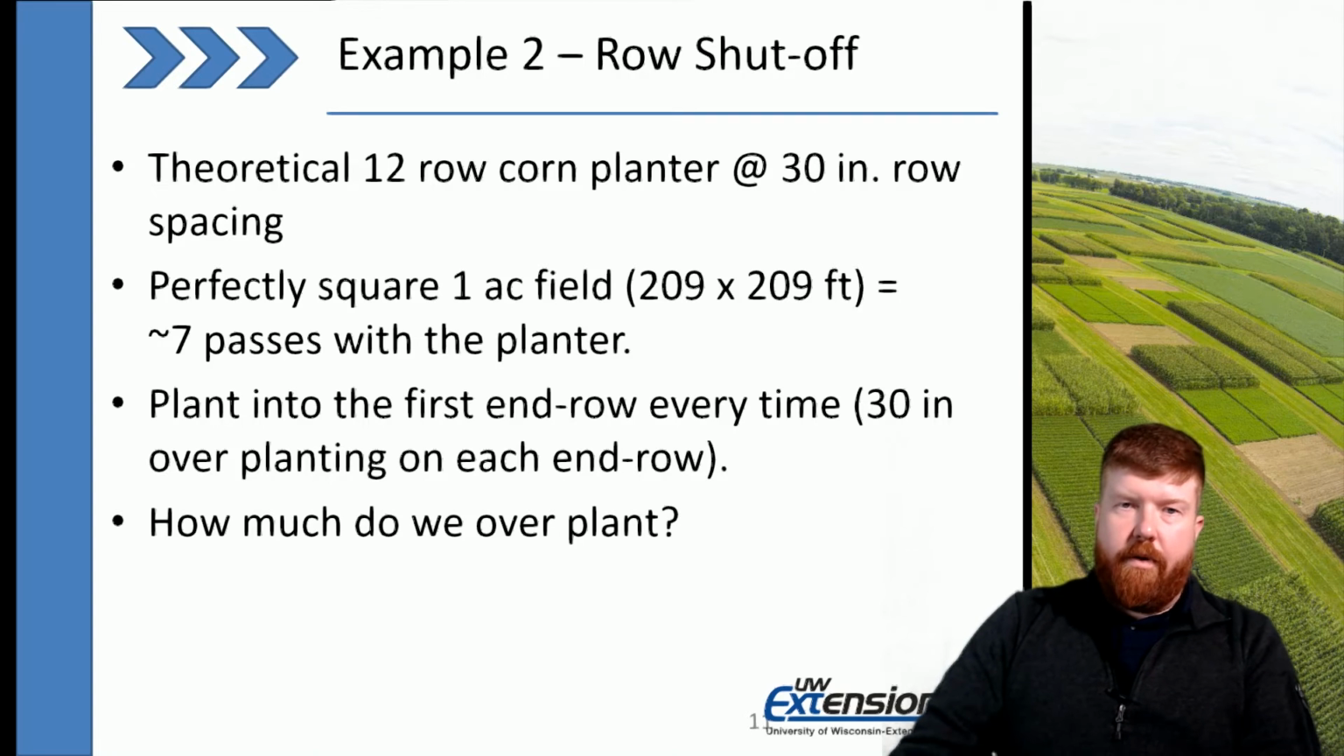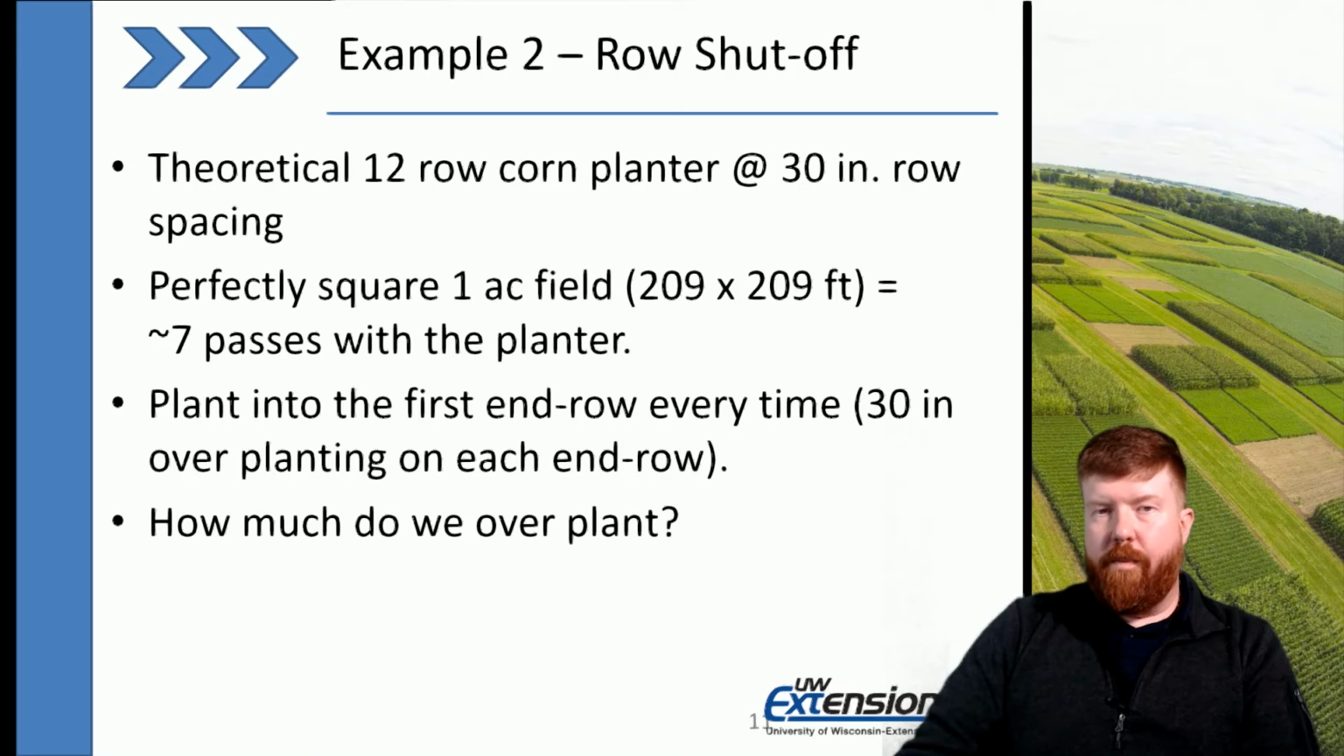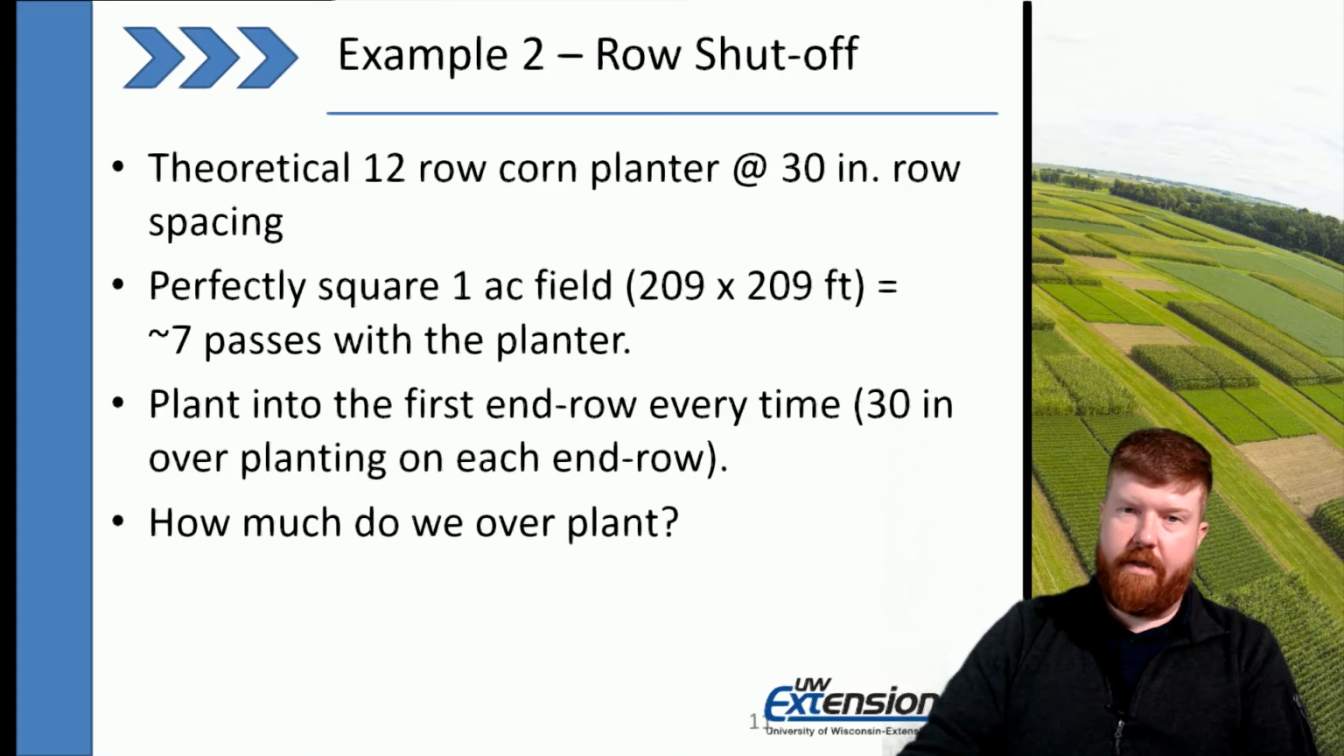So another example of using technology is one where if you do have a corn planter with row shutoffs, then you can utilize that to save on seed. So if we have a theoretical 12-row corn planter on a 30-inch row spacing, and we have a perfectly square 1 acre field, it takes about 7 passes to get over that with the planter. So we plant in the first row end row every time, assuming that we go in 30 inches on a square headland turn. How much do we overplant?